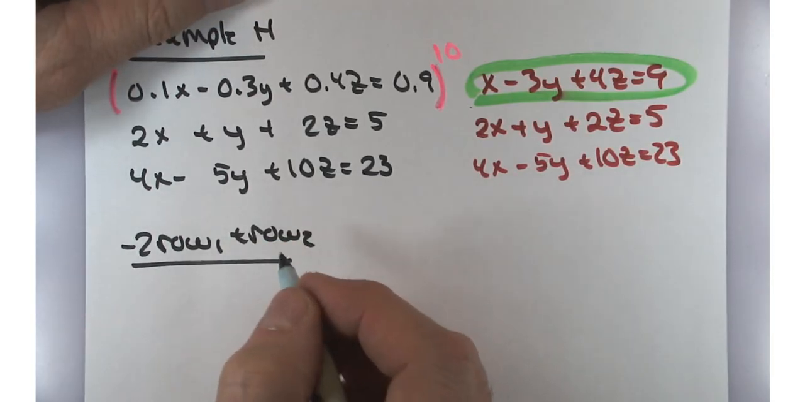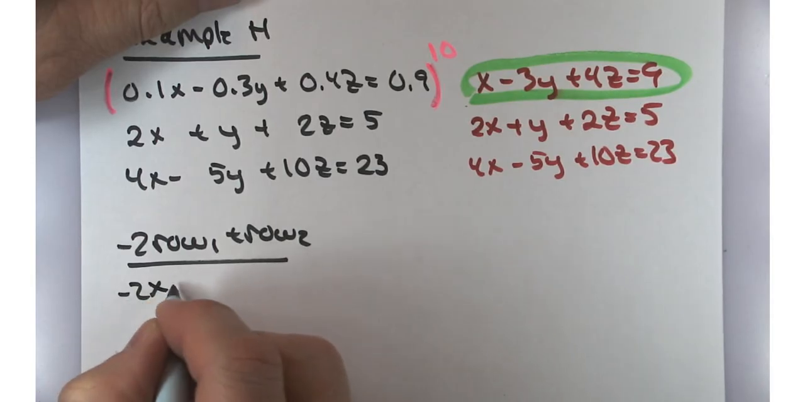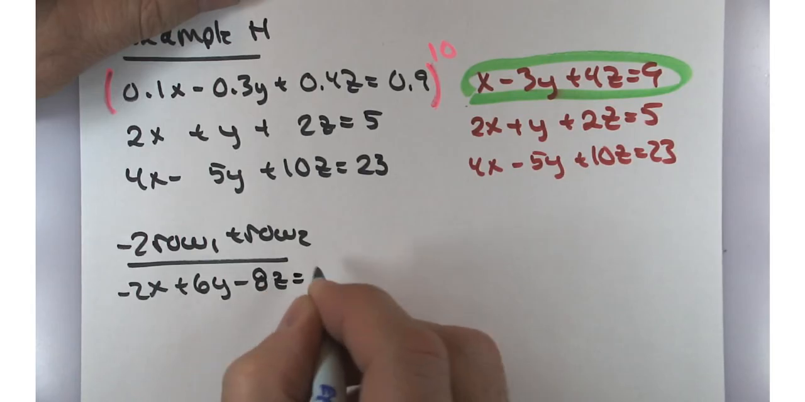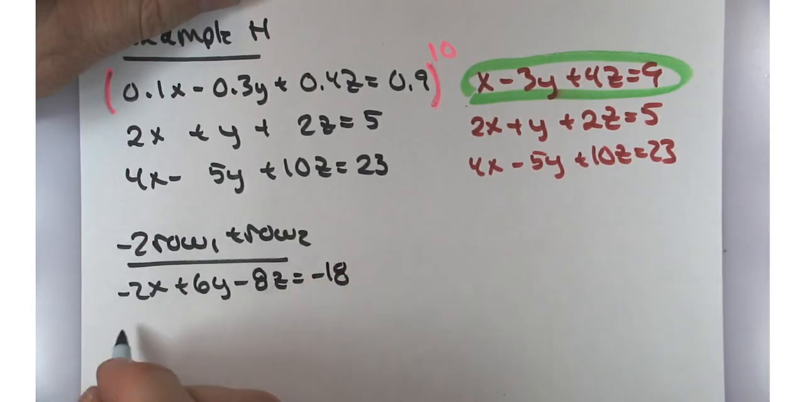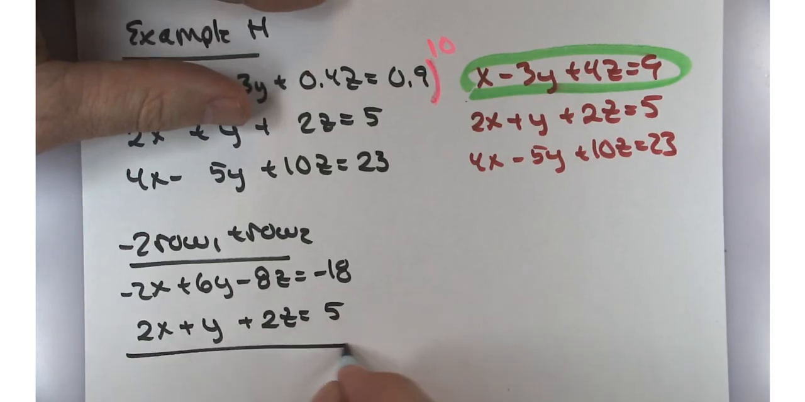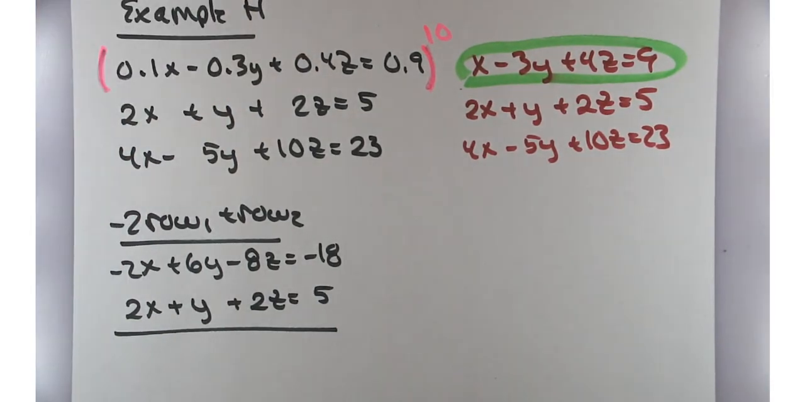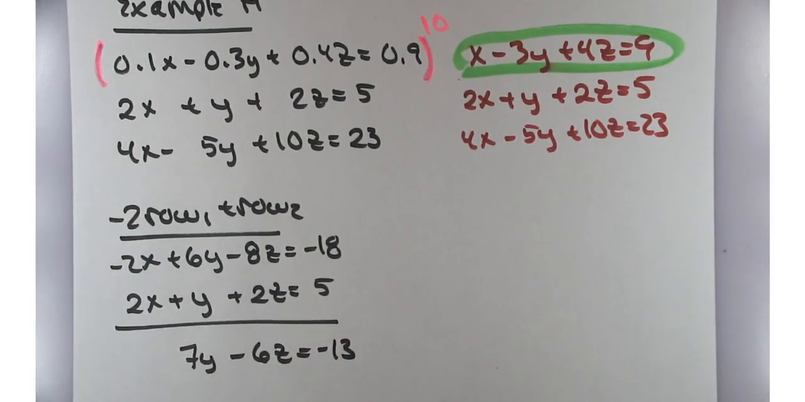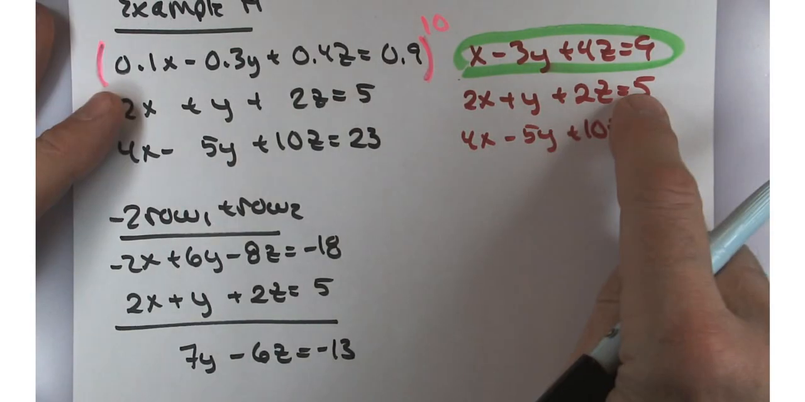Negative 2 times that is going to be negative 2x plus 6y minus 8z equals negative 18, added to 2x plus y plus 2z equals 5. Well, 7y minus 6z equals negative 13. And just leave it. Don't worry about it until we get rid of the x from the other equation.